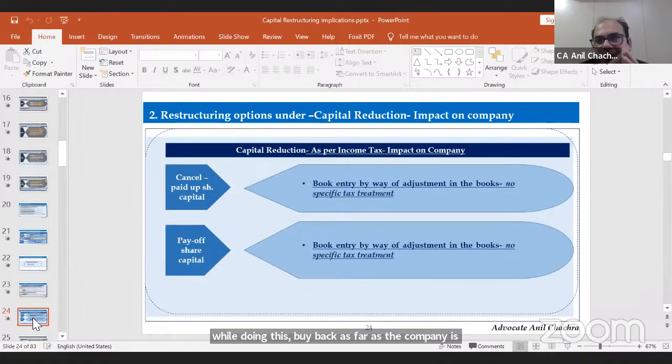So what would be the implication under the Income Tax Act? If I am going to cancel my paid up share capital, suppose I have losses and I want to adjust my losses against the share capital, right? By way of a book entry, there is no specific treatment as far as the company is concerned. The second thing is that if I am paying off the share capital to the shareholders as an excess part, it is the same thing, it's only an entry. So no special treatment is required for the company side as far as this capital reduction part is concerned.